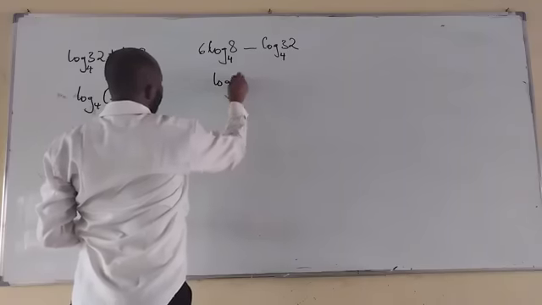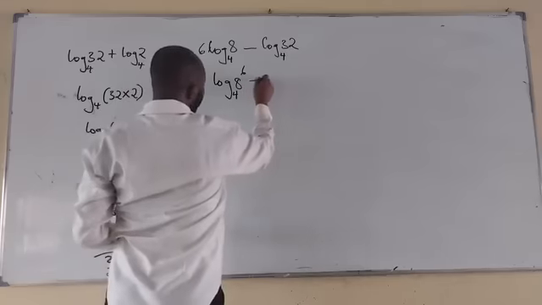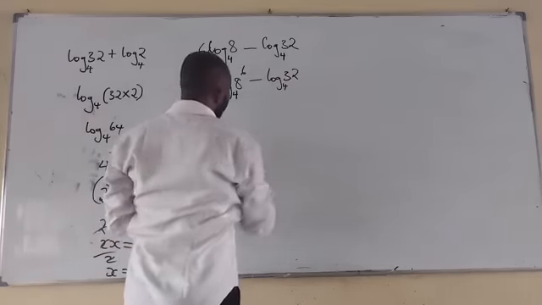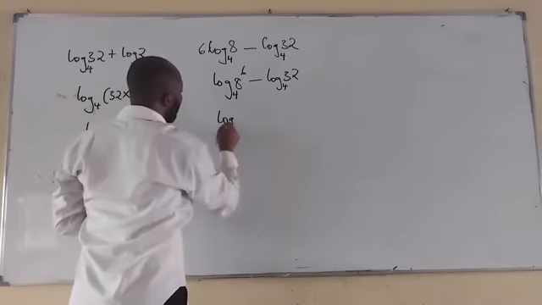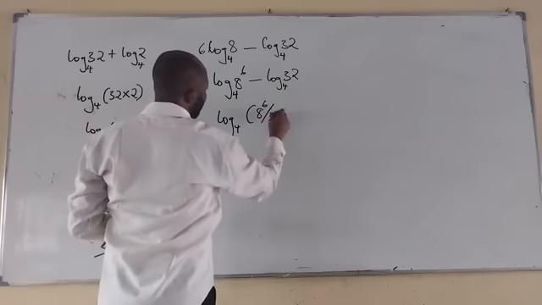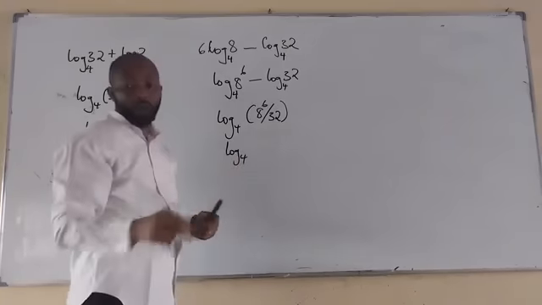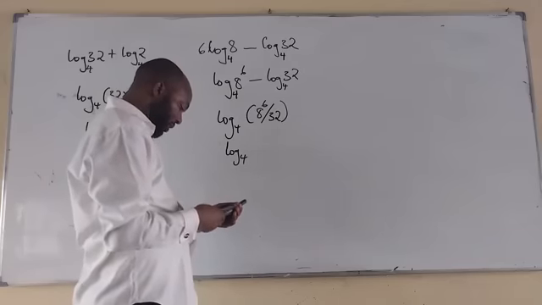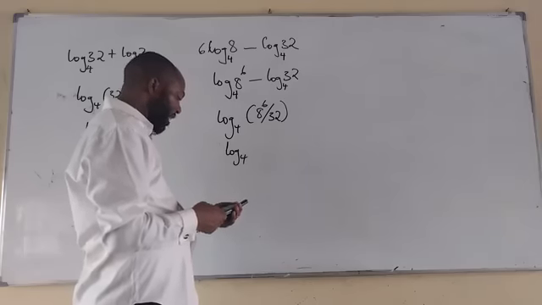So I have log 8 raised to the power 6 in base 4, minus log 32 in base 4. So I can now bring a common log in base 4, open bracket 8 raised to the power 6 over 32. Log in base 4 of 8 raised to the power 6 divided by 32 gives us what? 8 raised to the power 6 divided by 32, you get 8192. Wow.